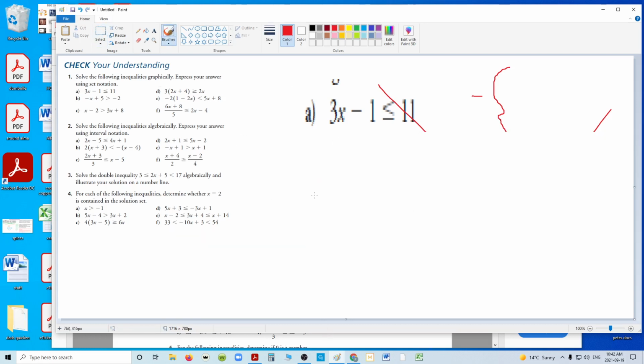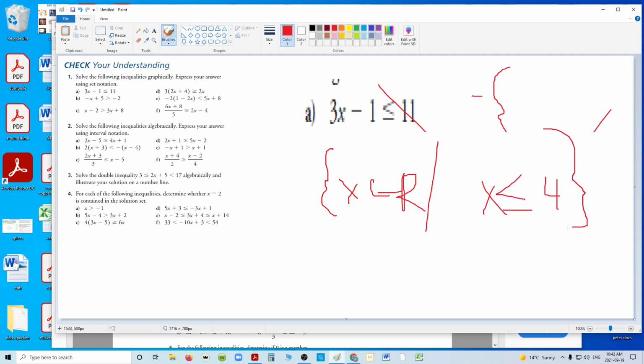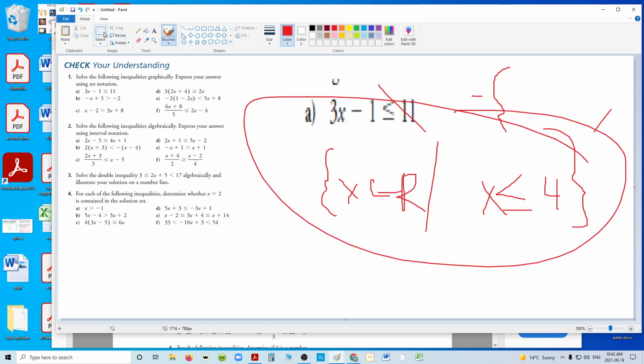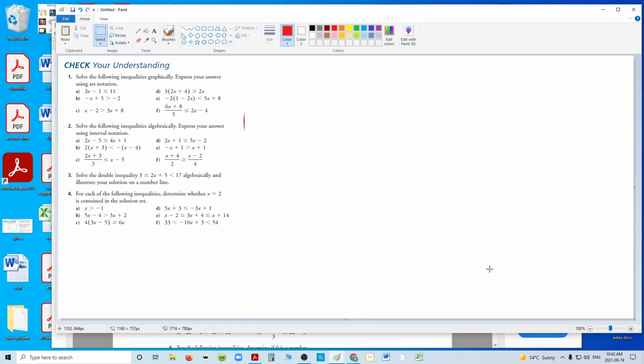They have in the book normal notation, which says x is part of all real numbers such that x must be smaller or equal to 4. That's how they have it in the book, which, in my opinion, I don't believe is set notation. Okay, let's go on, and I'll just do the notation in every way. We're solving b.